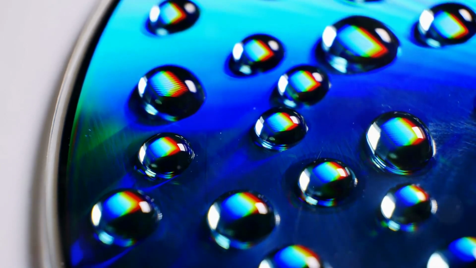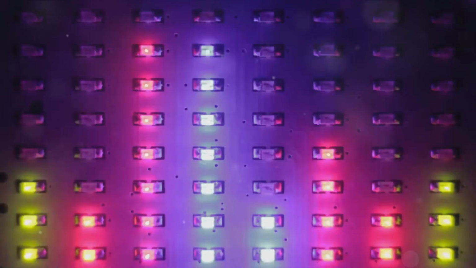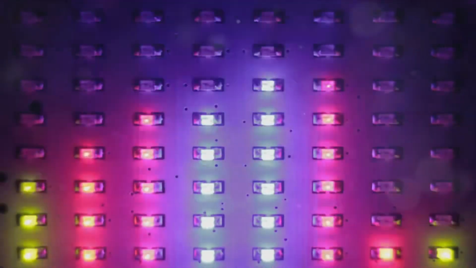The colors we see in a rainbow, starting from the outside and moving inwards, are red, orange, yellow, green, blue, indigo, and violet. Often remembered by the acronym ROYGBIV, these are the seven colors of the visible light spectrum.